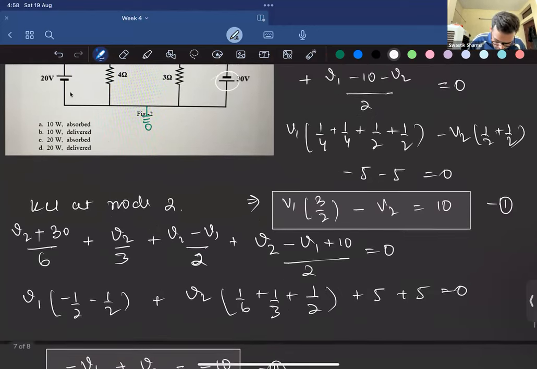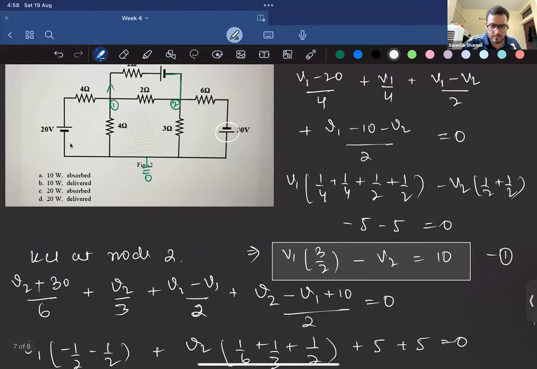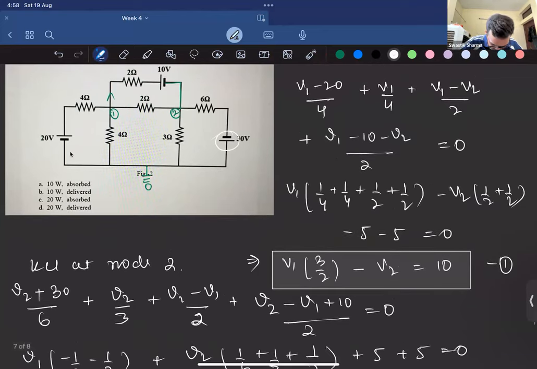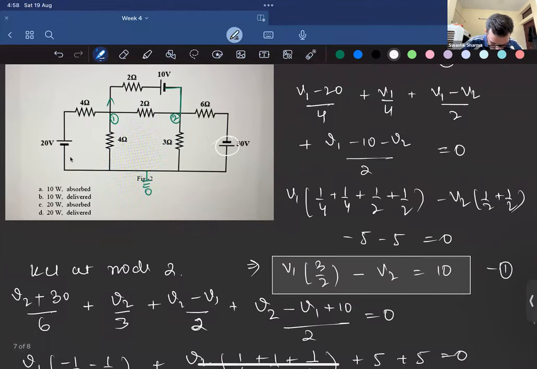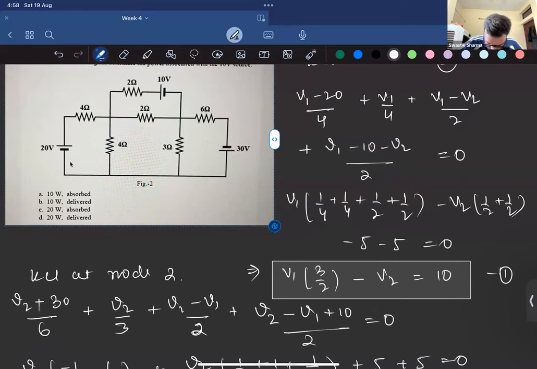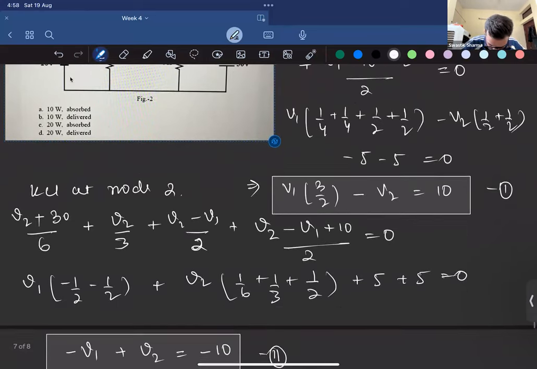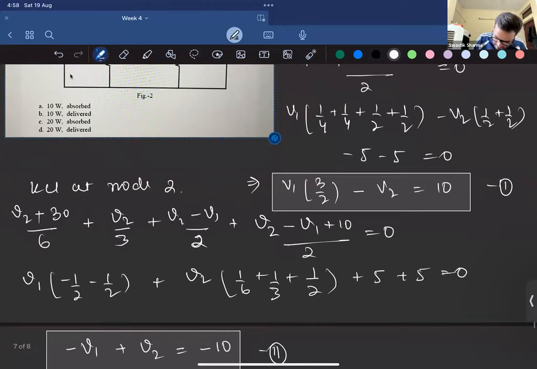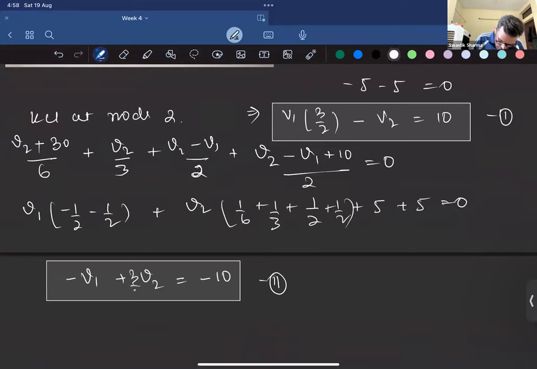Right? And then V2 plus 30 by 6, plus V2 by 3, plus V2 minus V1 by 2 and minus V1 plus 10 by 2. So we got V1: 1 by 2, 1 by 2, which is 1; 1 by 6, 1 by 3, 1 by 2. There is one more 1 by 2, right? That's why I told you to solve it. No worries. So 1 by 6, 1 by 3, 1 by 2, and 1 by 2: 1 over 6 plus 1 over 3 plus 1. It's 3 by 2. Sorry for the mistake.